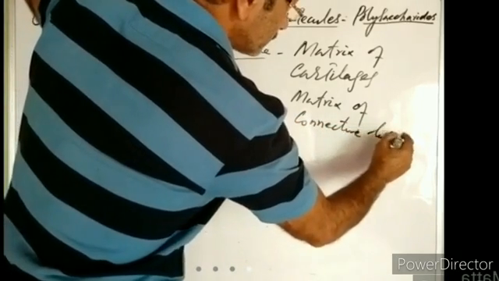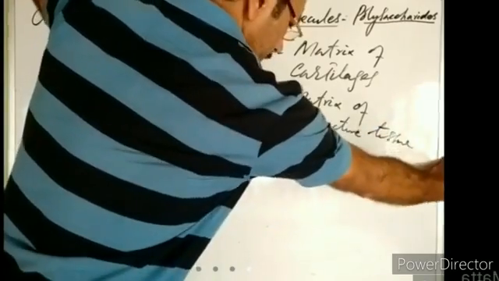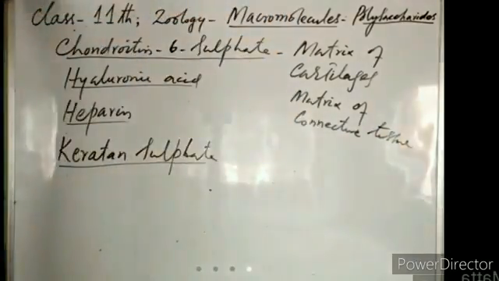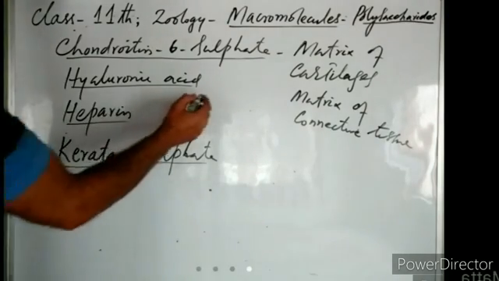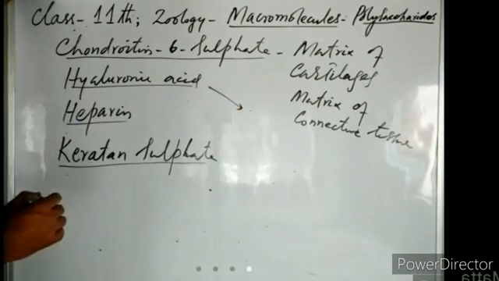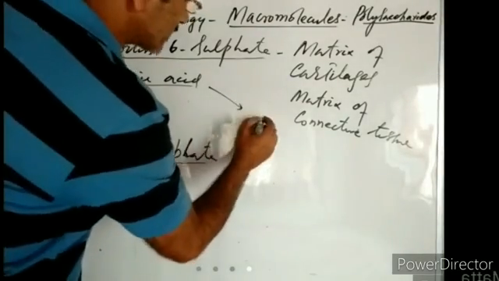Connective tissue. Right? It is also found in the matrix of connective tissue. Similarly, we have got hyaluronic acid. This hyaluronic acid is found in synovial fluid.